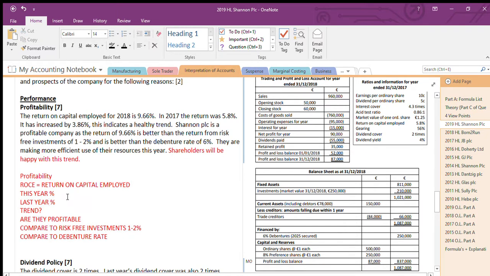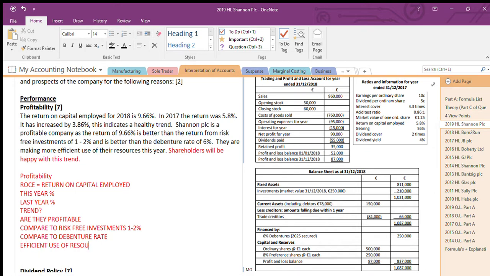What's the return on capital employed? What was it this year, last year? Trend? Are they profitable compared to the risk-free investment and debenture rate? And then you state whether they're making efficient use of resources, or maybe they're not. Maybe their profit is bad, and will shareholders be happy? Use that and you'll get through this no problem, with full marks, I will state.